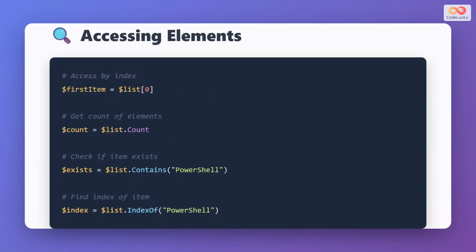Accessing elements in an ArrayList works just like accessing array elements. Use square bracket notation with an index number to retrieve specific items, where 0 is the first element. To find out how many elements are in your ArrayList, use the Count property. The Contains method checks whether a specific value exists in the collection and returns true or false. If you need to know the position of an item, use the IndexOf method, which returns the 0-based index of the first occurrence of the specified value. If the item isn't found, IndexOf returns -1.